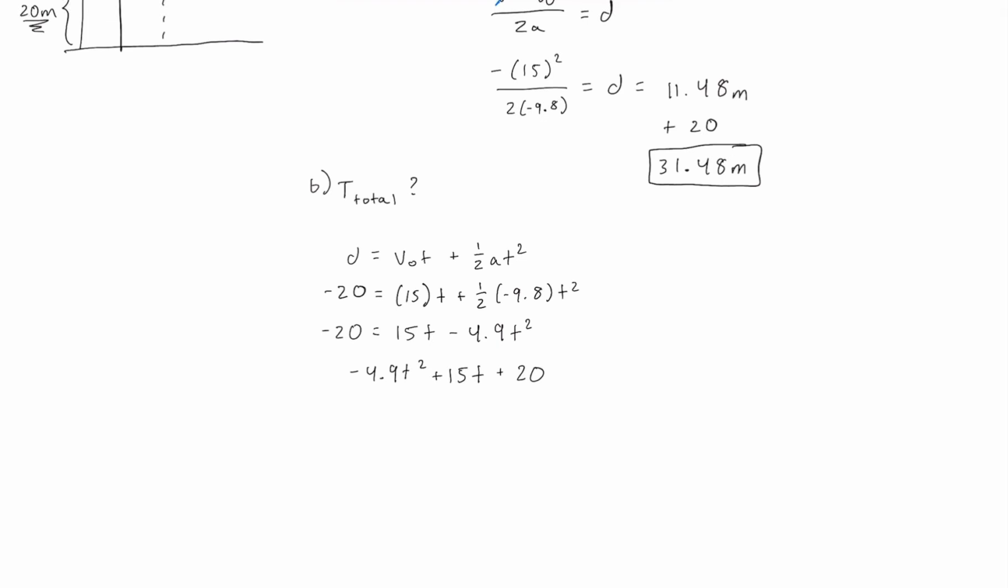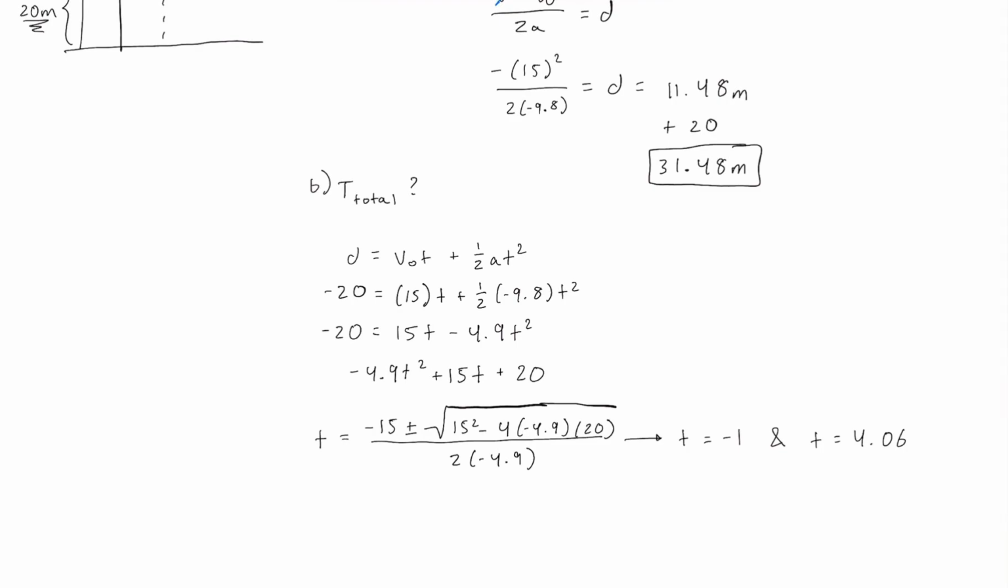Now, we can use the quadratic equation to get our t values. T equals negative 15 plus or minus the square root of 15 squared minus 4 times 4.9 times 20, all over 2a, or 2 times negative 4.9. Putting this into our calculator, we get t equals negative 1 and t is equal to 4.06. Now it doesn't make sense that t could be negative 1 because time cannot be negative. So we end up with t is equal to 4.06 seconds.